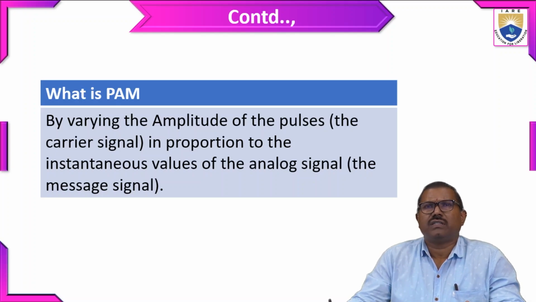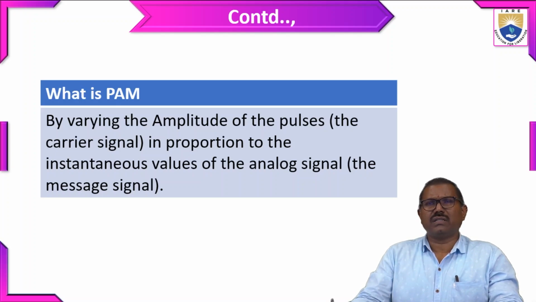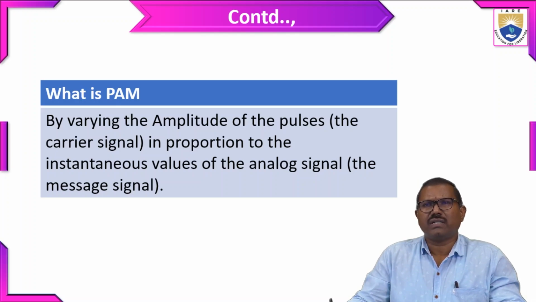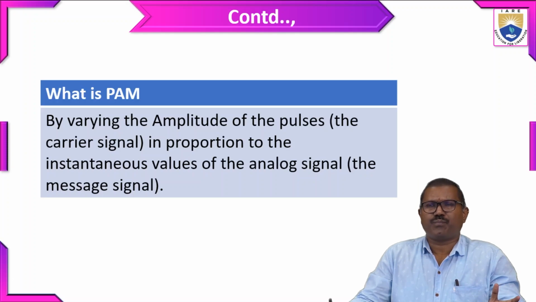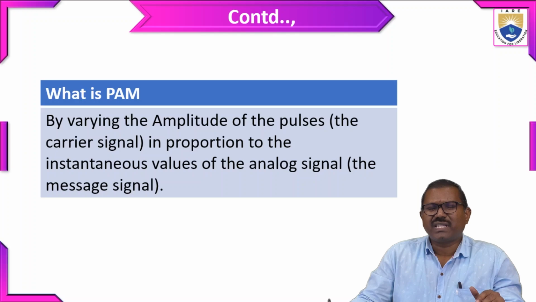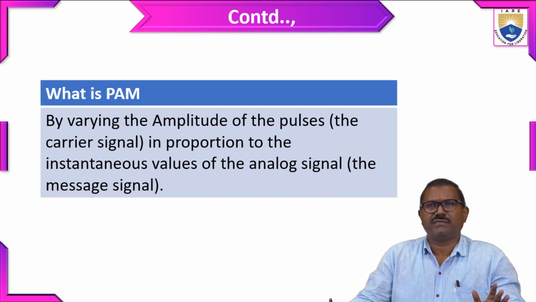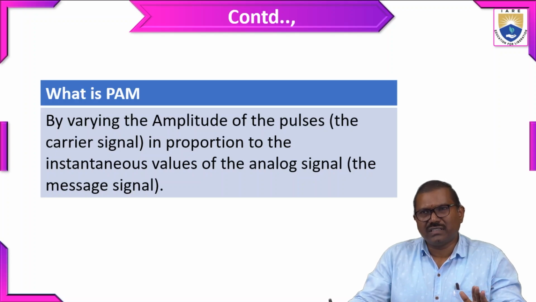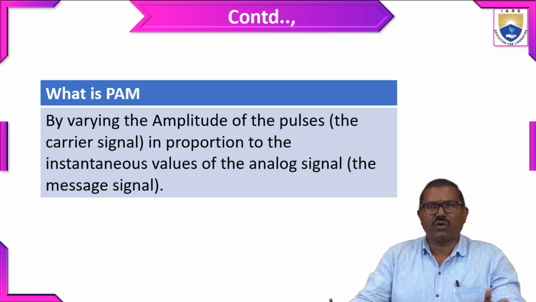So PAM means varying the amplitude of the pulses in proportion to the instantaneous value of the analog signal. Another way to say it: in analog communication, both carrier and message are in analog form, whereas in pulse modulation, the message is in analog form and the carrier is in pulse form.